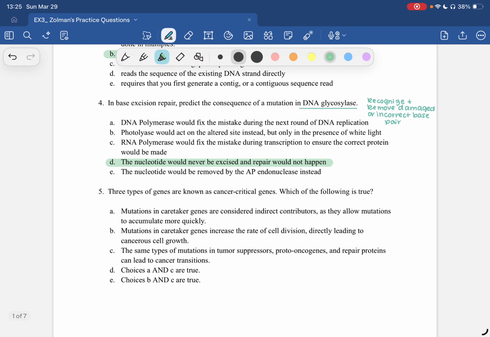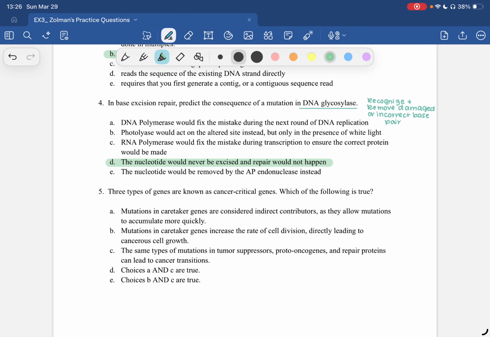So again, if there is a mutation in glycosylase, glycosylase is the one that recognizes and removes the damage. If you're not able to do that, then the nucleotide would never be able to be excised or repaired because the thing that does it is mutated.